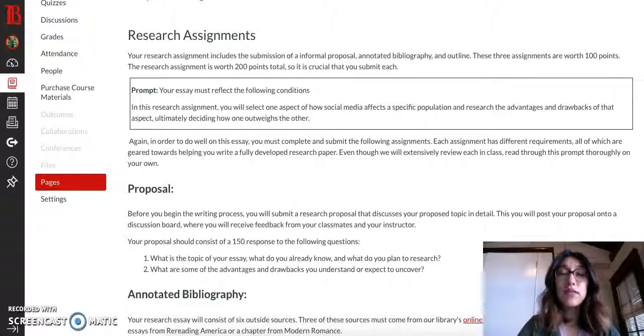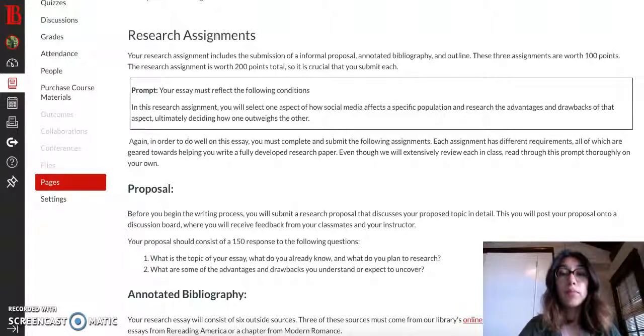So at this point, you know that in order to complete your research assignment, you must submit a proposal, an annotated bibliography, the outline, and then the actual research essay itself. Before we go into what you will be doing for the proposal, the annotated bib, and the outline, I'd like to go over the research assignment prompt.